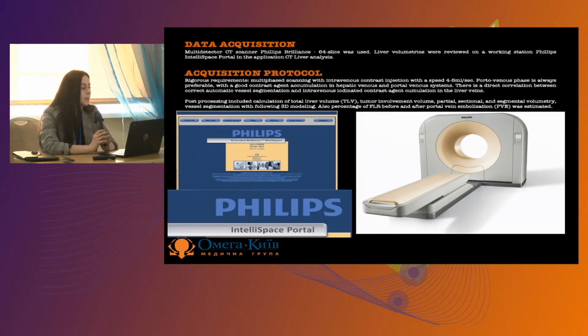Data acquisition. A multi-detector CT scanner, Philips Brilliance with 64 slices, was used. All liver volumetries were reviewed on a Philips IntelliSpace Portal workstation in the CT liver analysis application. The rigorous requirements of our protocol are as follows. It's multi-phase scanning with intravenous contrast injection at a speed of 4-5 milliliters per second.